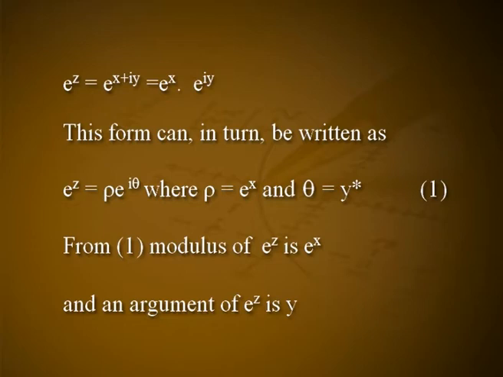From equation 1, the modulus of e^z is e^x and an argument of e^z is y. That is, the number rho = e^x is always positive, since rho = e^x is the modulus of the complex number e^z. Because of the same reason, e^z is not equal to 0 for any complex number z.